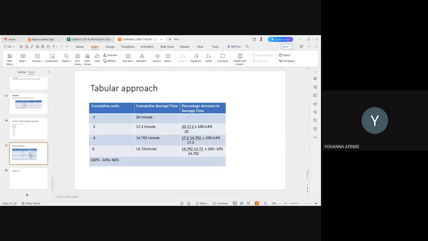Thank you, sir. So let's take this. It's giving 19%, sir. Okay, let me try my own again. 20 minus 17.2, divide by 20, multiply by 100. I got 14%. Maybe you check the battery of your calculator.